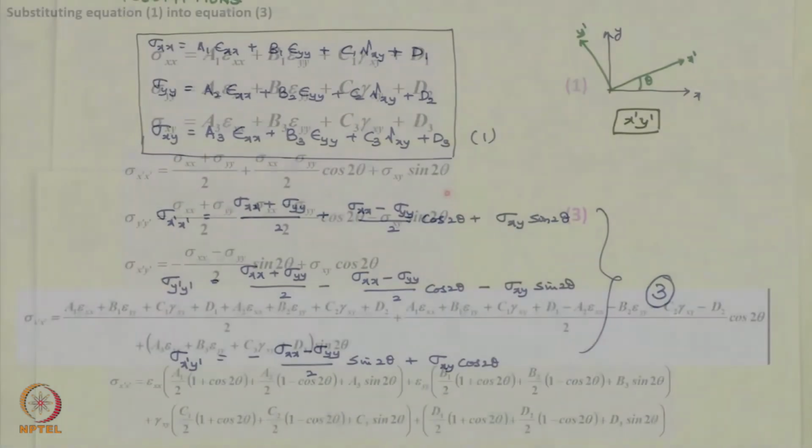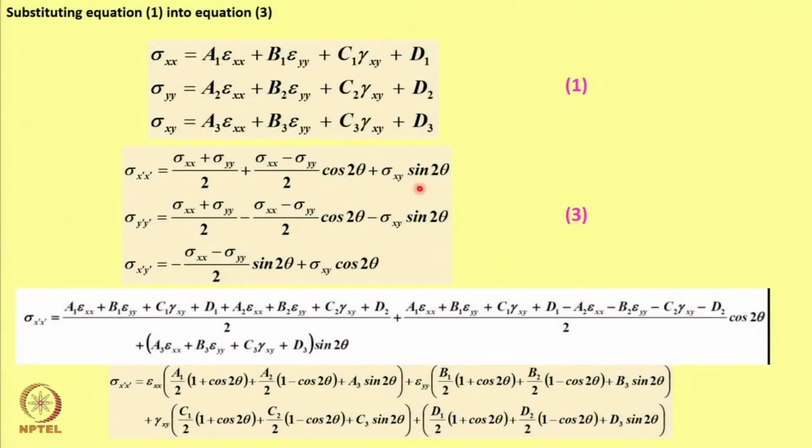getting back to slides again, you will get this a1 for sigma xy. If you substitute a1 epsilon xx, b1 epsilon yy, c1 gamma xy plus d1, the whole of this I have substituted, and sigma yy is a2 epsilon xx plus b2 epsilon yy, c2 gamma xy plus d2, so on and so forth. Again I will substitute sigma xx, sigma yy, sigma xy and group them.